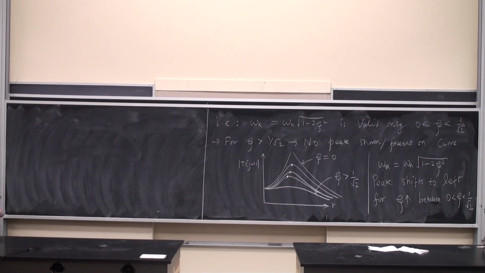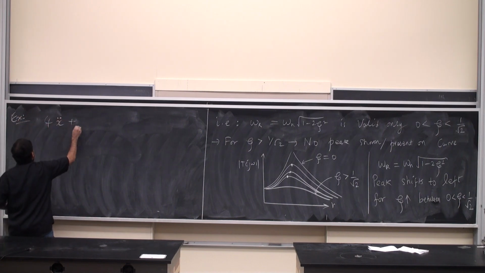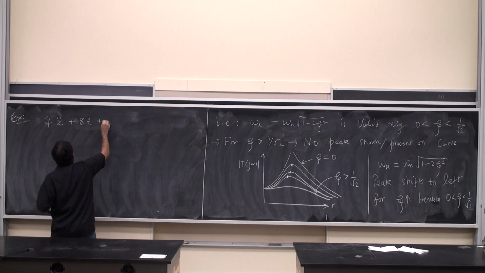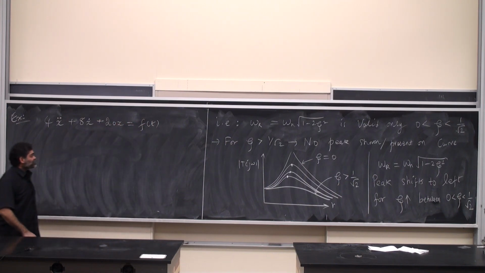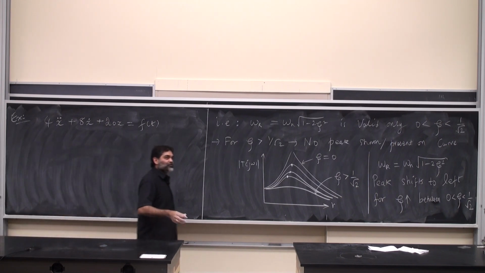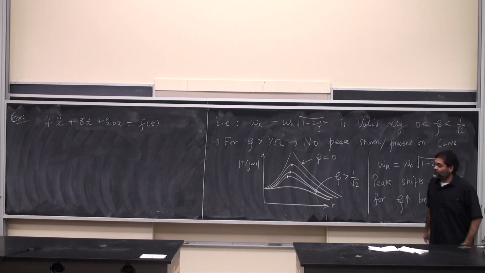All right, let's take a system, for example, 4x double dot, 8x dot, 20x is equal to f of t. Okay, let's figure out what the peak is, what the resonant frequency is, whether there is a resonant frequency, and so on and so forth.